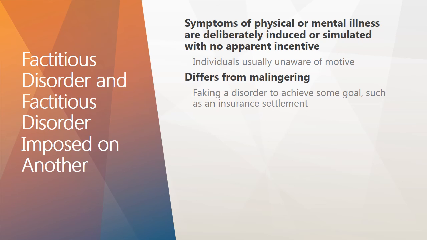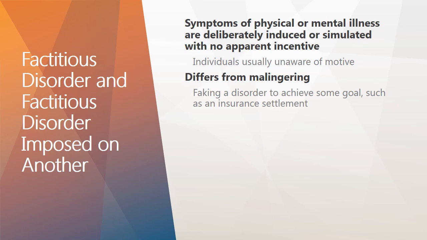Factitious disorder is a serious mental disorder in which someone deceives others by appearing sick, or by purposely getting sick, or by self-injury. Factitious disorder symptoms can range from mild, such as slight exaggeration of symptoms, to severe, previously called Munchausen syndrome. The person may make up symptoms or even tamper with medical tests to convince others that treatment, such as high-risk surgery, is necessary. Symptoms of physical or mental illness are deliberately induced or simulated with no apparent incentive. Individuals are usually unaware of any motive.